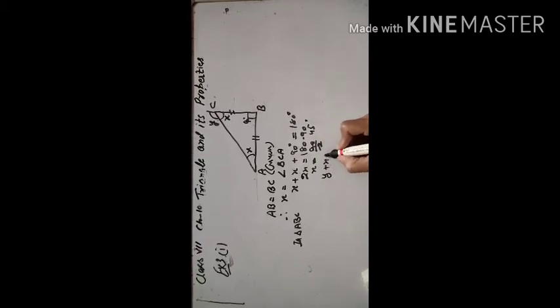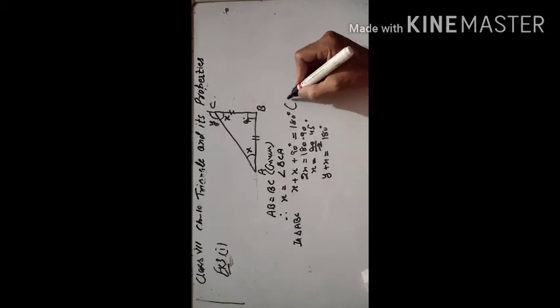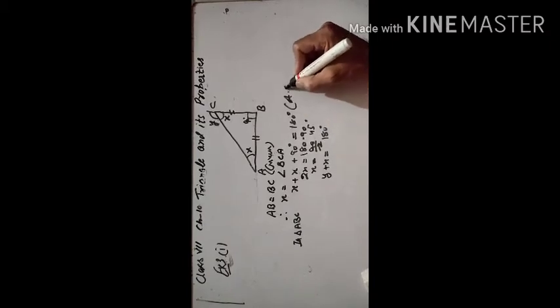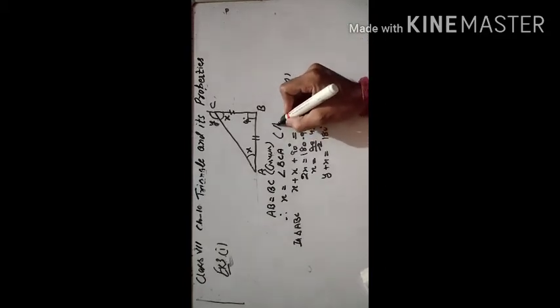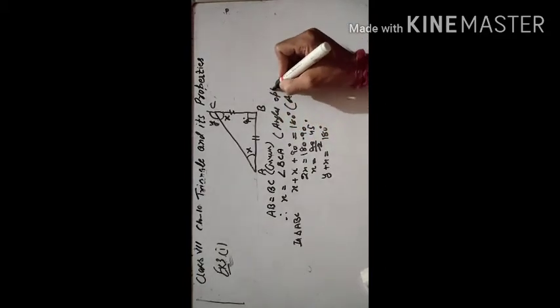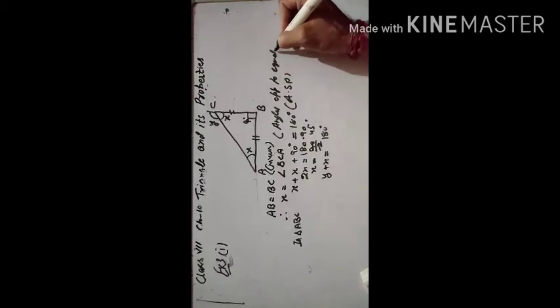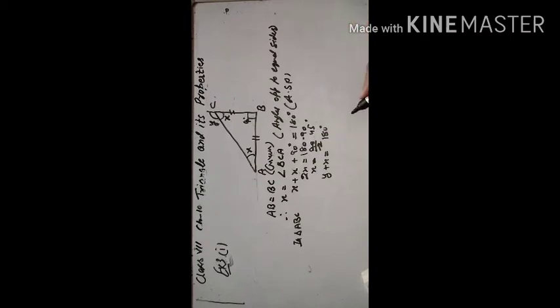Now y plus x is equal to 180 degree. This is angle sum property. This is angles opposite to equal sides. This we have to mention. Now x is 45 degree, so y plus 45 is equal to 180 degree. So y is equal to 180 minus 45, that is 145 degree.